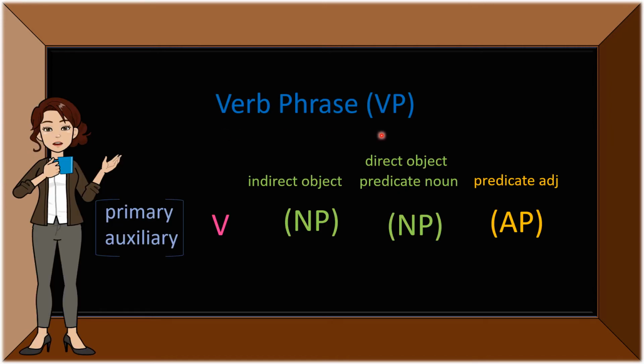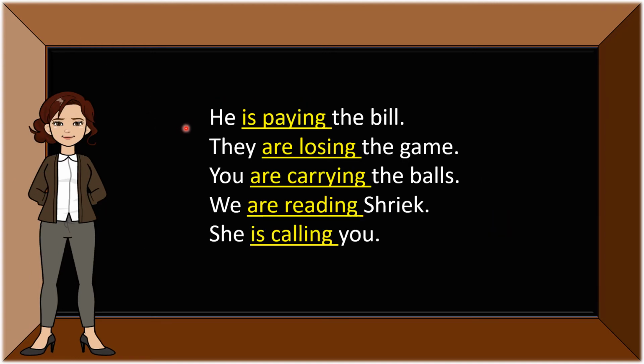Verb phrase, VP. So let's add the primary auxiliary verb to our verb phrase, and it's going to go right in front of the verb. He is paying the bill. They are losing the game. You are carrying the balls. We are reading Shrek. She is calling you. These are all written in present progressive tense, so the action is in progress. It's happening as we speak.